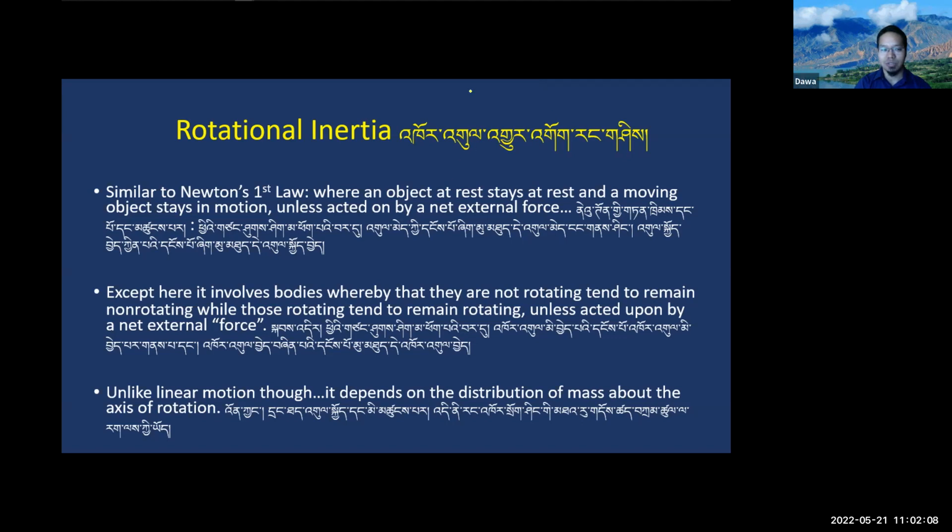So like Newton's first law of motion, if we have an object at rest, it will remain at rest. And in the rotational sense, if an object is not rotating, well, it will remain not rotating.